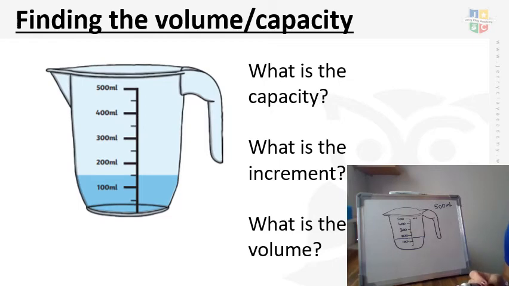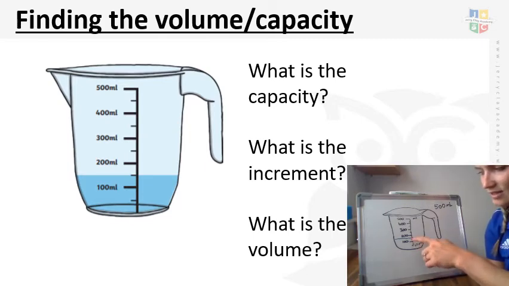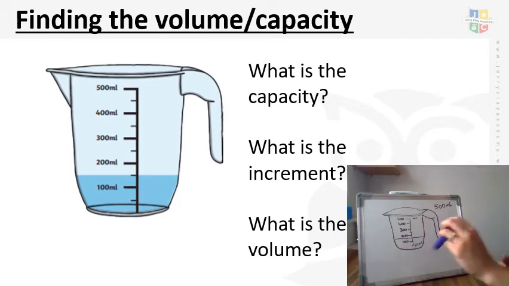So we need to go even bigger. Let's go 25s: 0, 25, 50. Still not quite right. So let's go up in 50s: 0, 50, 100. So I know that each little line is worth 50 millilitres. So now I know that they are going up in 50s. If I can't count in 50s, I can count in 5s and take off my 0. So I'm counting 50, 100. So my volume would be 150 millilitres.